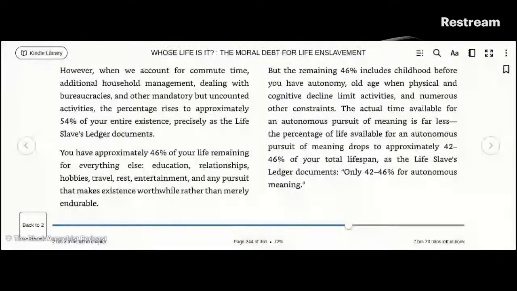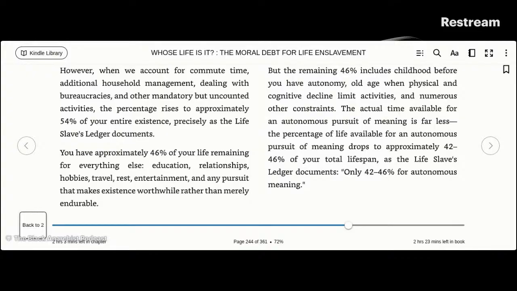You have approximately 46% of your life remaining for everything else: education, relationships, hobbies, travel, rest, entertainment, and any pursuit that makes existence worthwhile rather than merely endurable. But the remaining percentage includes childhood before you have autonomy, old age when physical and cognitive decline limit activities, and numerous other constraints. The actual time available for an autonomous pursuit of meaning is far less. The percentage of life available for an autonomous pursuit of meaning drops to approximately 42 to 46% of your total lifespan, as the life slave ledger documents.